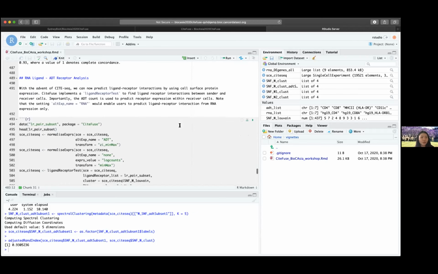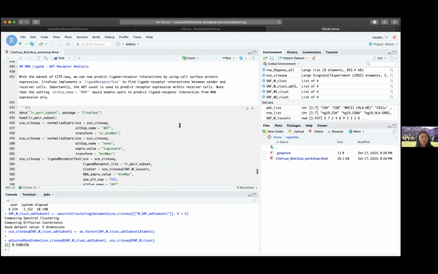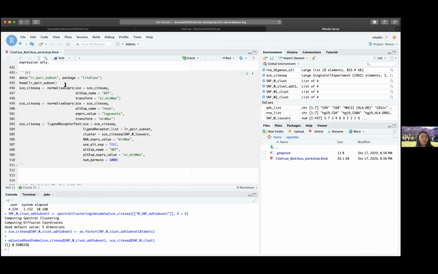So next, I will show how we can do the ligand receptor analysis using CiteFuse. Here we need to input a ligand receptor pair subset. We just save this in the CiteFuse data. This is a subset of data from the CellPhoneDB database.